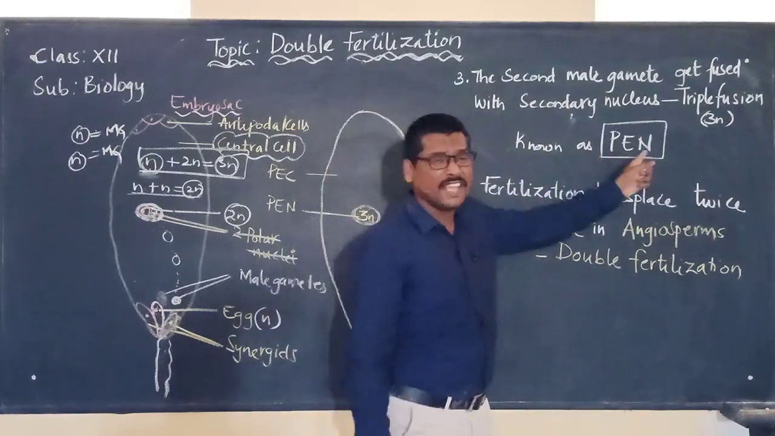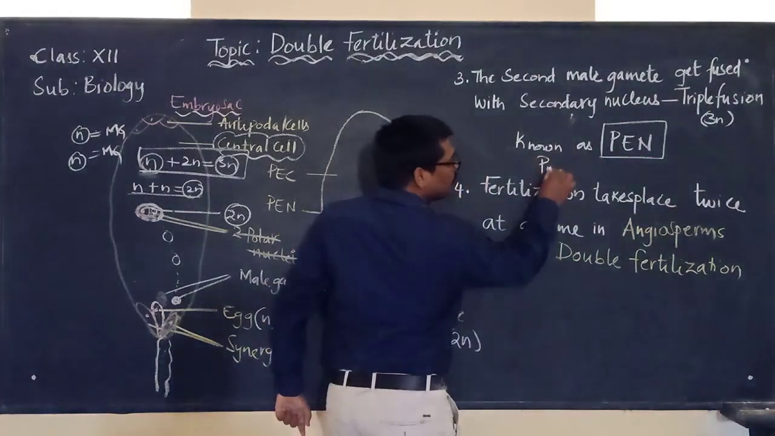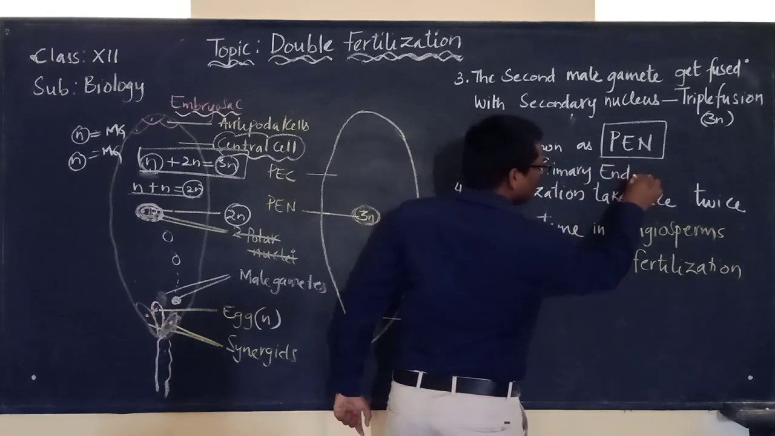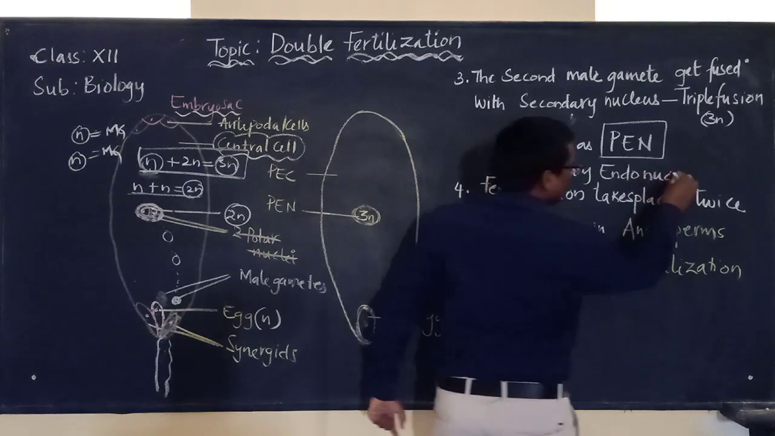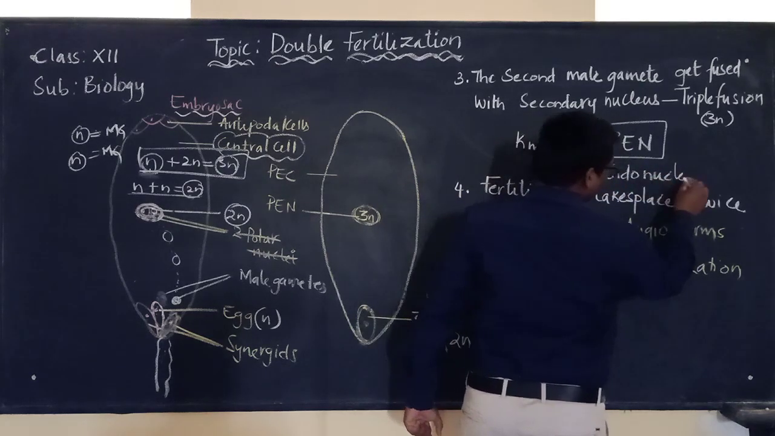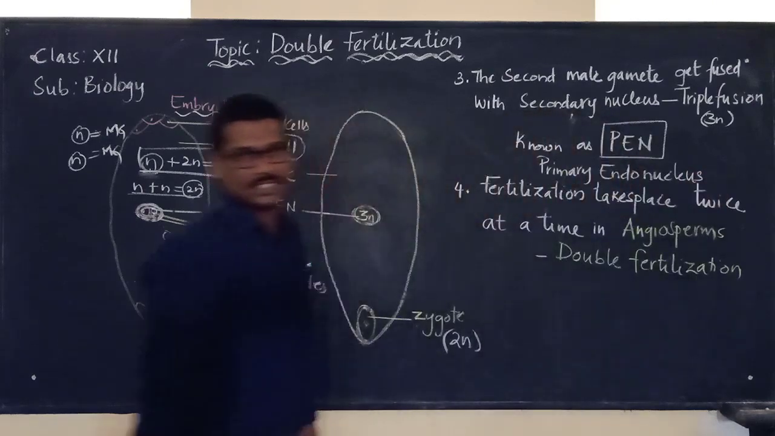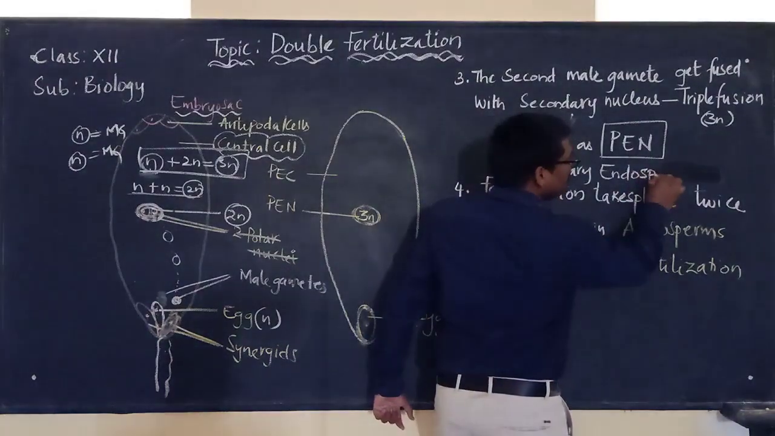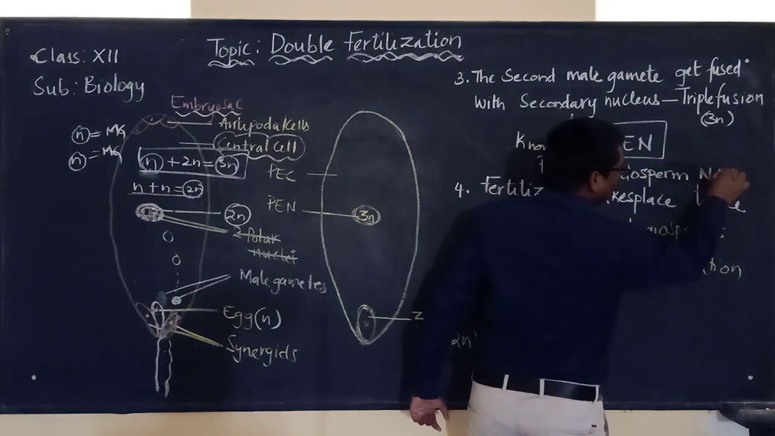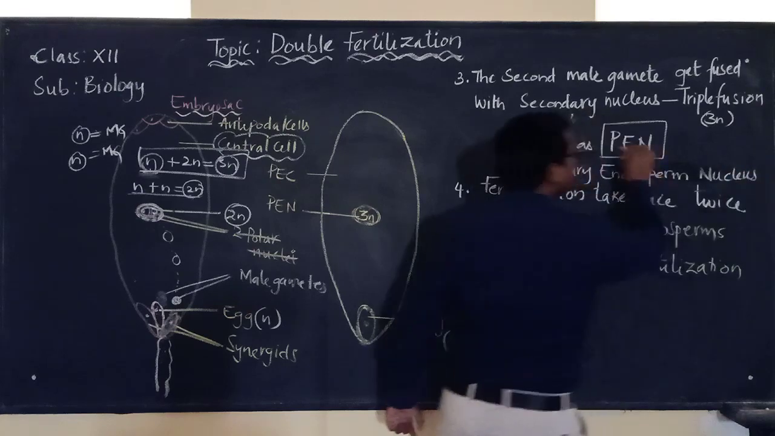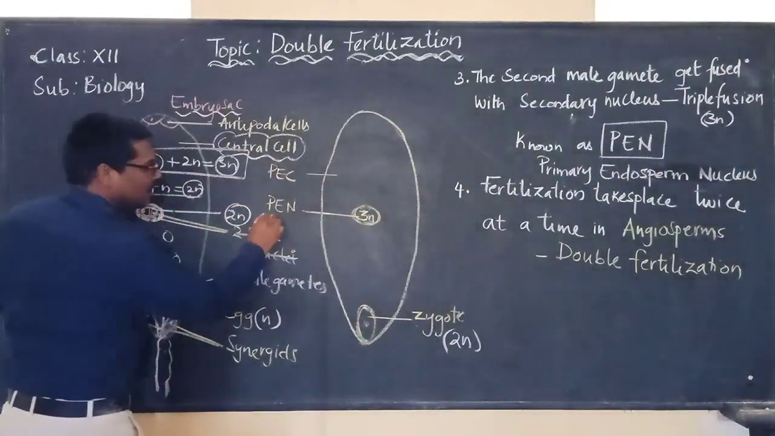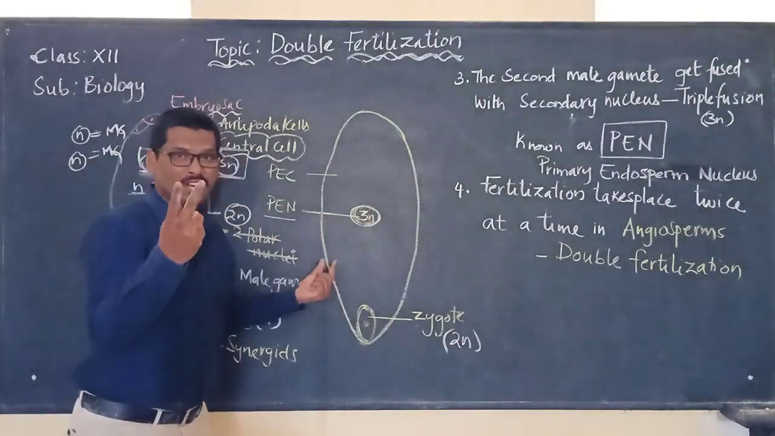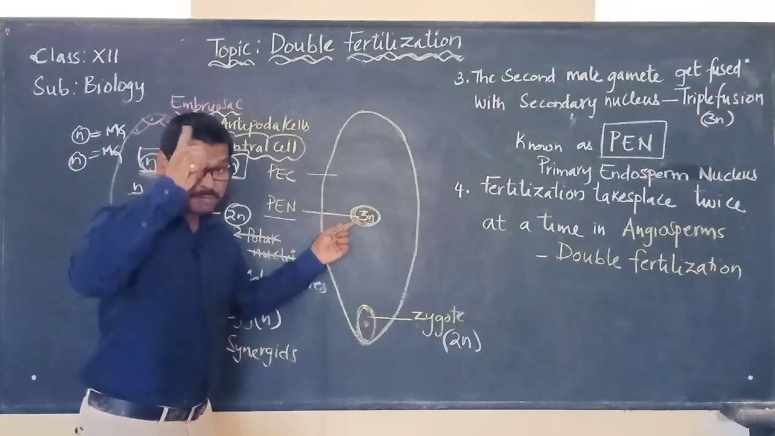So what is this PEN? It is called the primary endosperm nucleus. In short, we are calling it PEN. So at the center, there is a triploid nucleus, formed by 2 polar nuclei and 1 male gamete brought by the pollen tube.